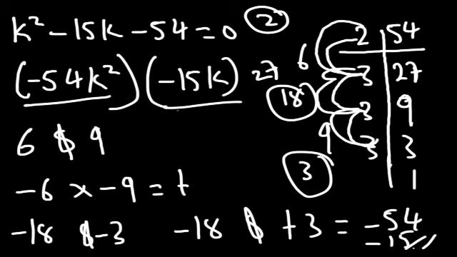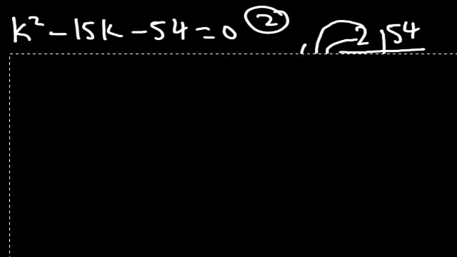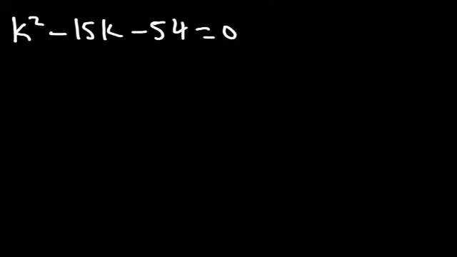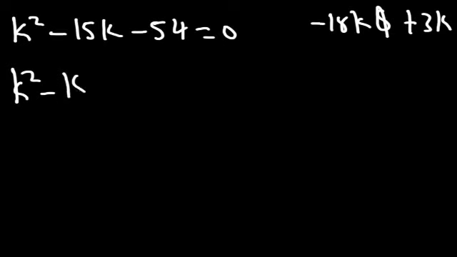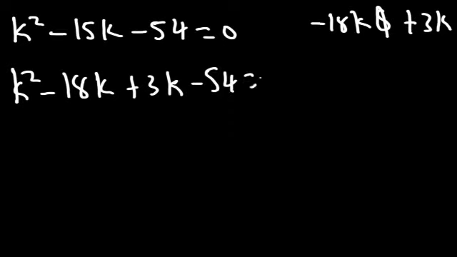And that is how to actually select the best two values that will work in solving quadratic equations using the factorization method. Hopefully you now understand the concept. So we are using minus 18 and plus 3. I'll just assign the variable k to them. So I'm going to replace minus 15k with both of them. So I have k squared minus 18k, then plus 3k, then minus 54 equals 0.